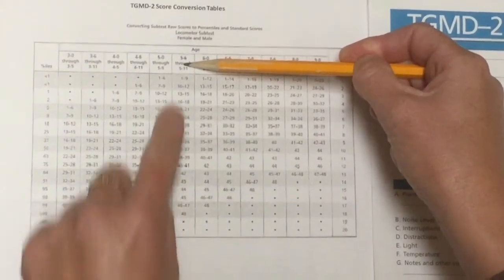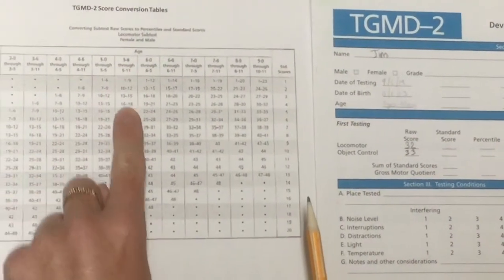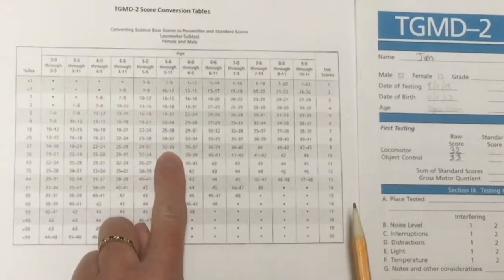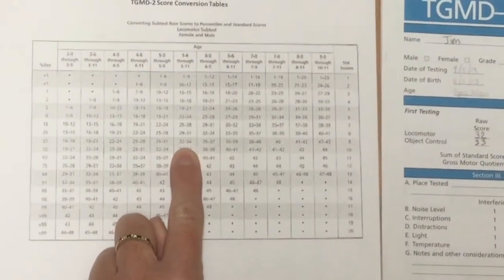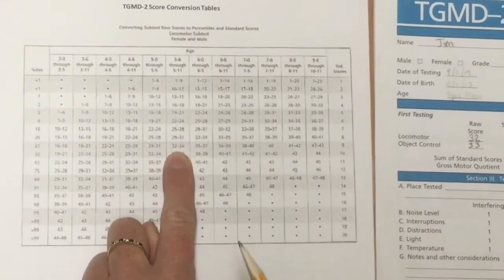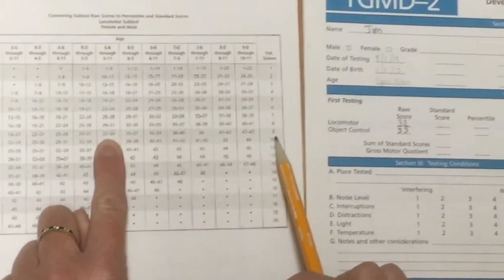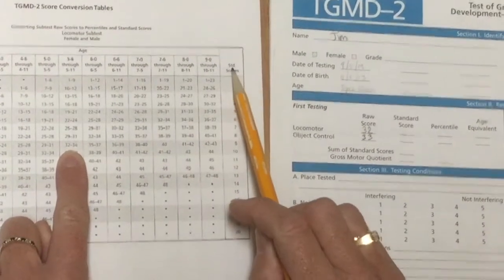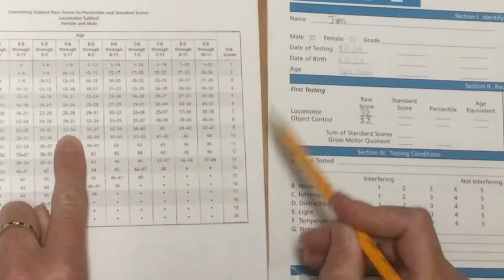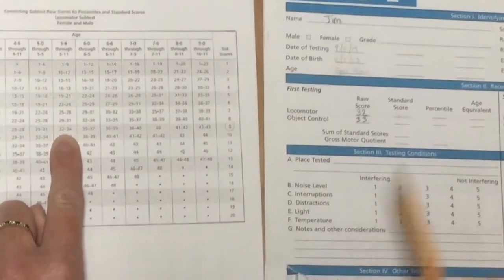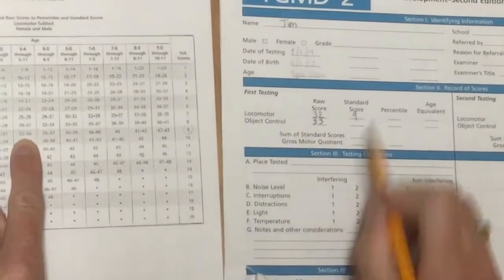I'm going to go down, and locomotor, he scored a 32. So I'm going to go down until I find 32, which is right there. 32, and it says to 34. Okay. So then I'm going to go to the right, and that gives me his standard score. Up at the top column, it says standard score. So he got a standard score of 9. I'm going to go ahead and write that right under standard score for locomotor.